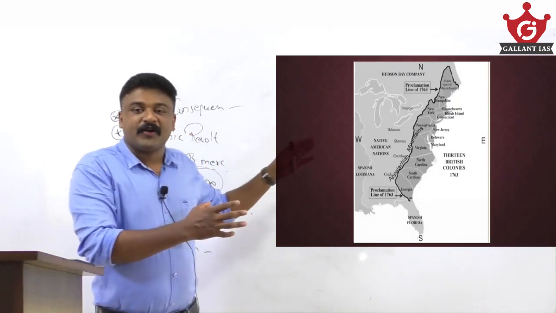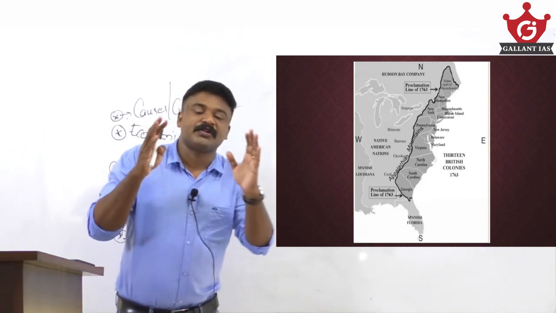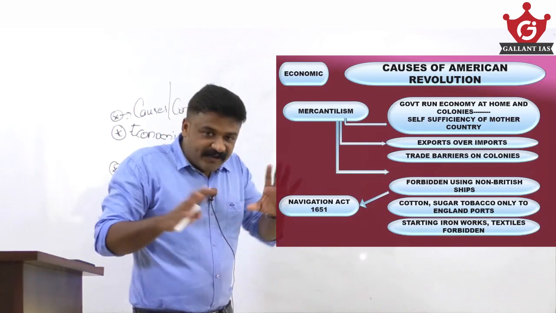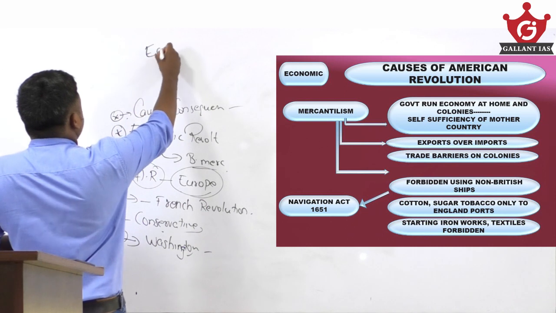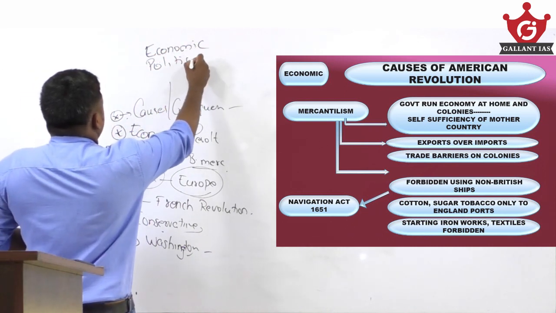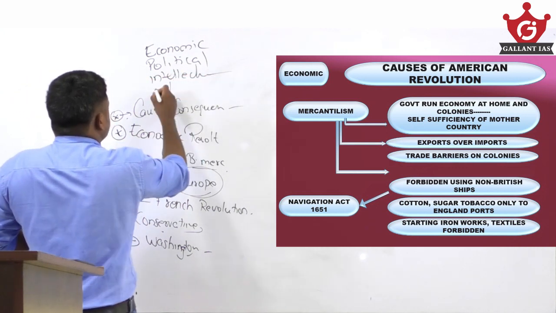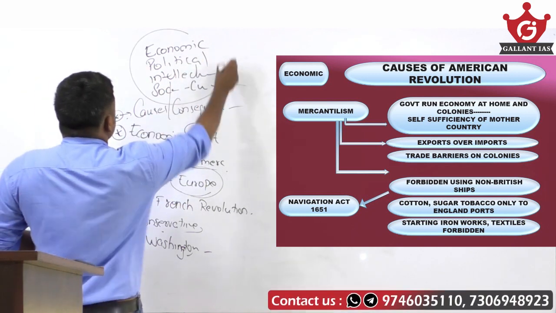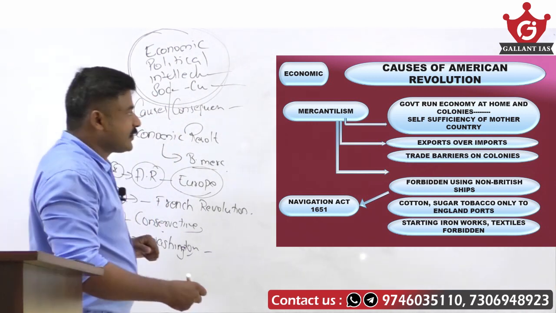The 13 colonies of Northern America together organized a revolution against this British government. That was American Revolution. Different causes are there. This is also important for you. You will have to analyze the economic causes, political causes, intellectual causes, or socio-cultural causes. Just analyze the different causes which contributed to this American Revolution.